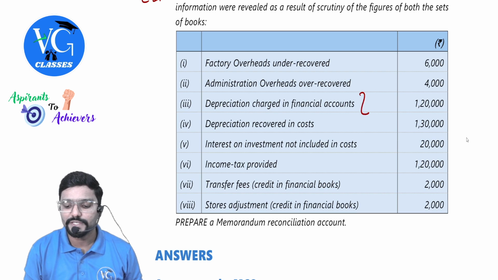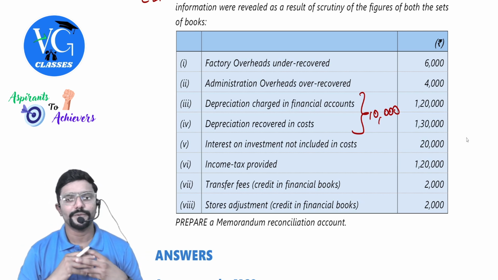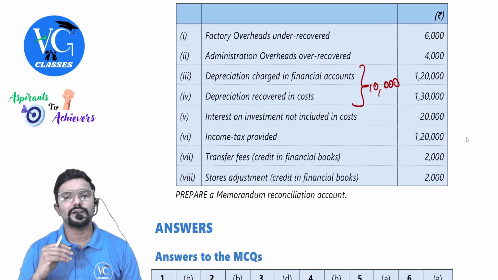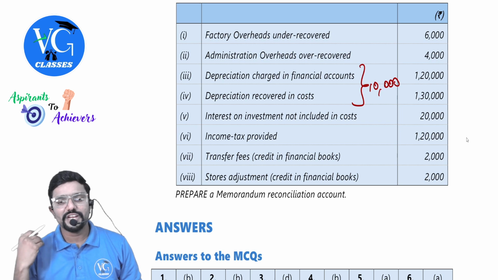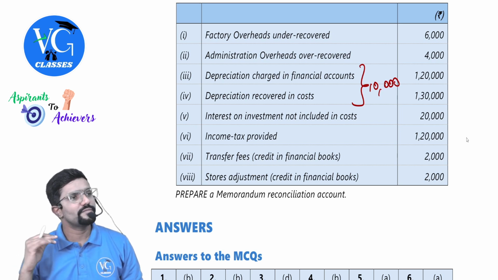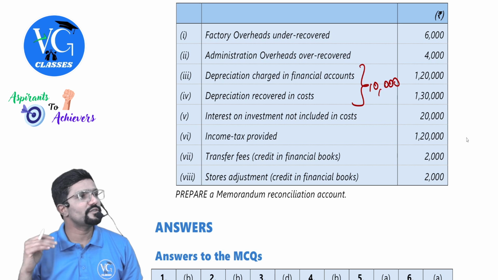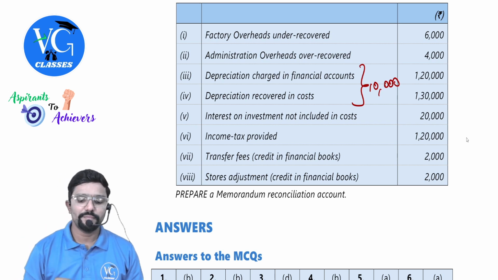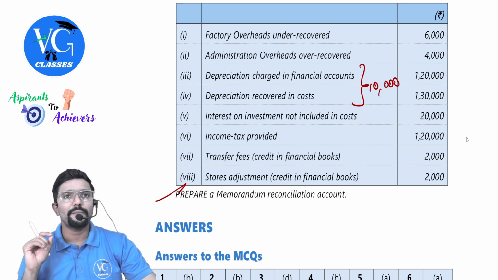That means a 10,000 difference is there: 10,000 overcharged in cost, or undercharged in financial. Interest on investment not included in cost, pure financial income. Income tax provided, pure financial expense. Transfer fee credited in financial books, pure financial income. Stores adjustment credited in financial books, pure financial income, 2,000. Prepare a memorandum reconciliation account.